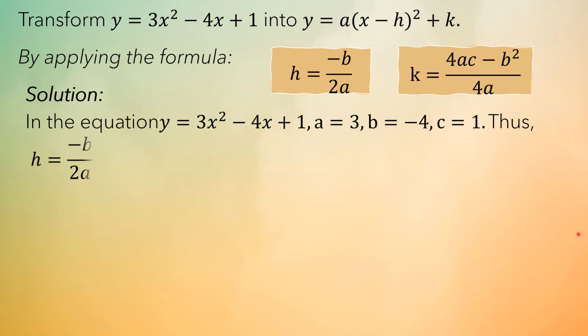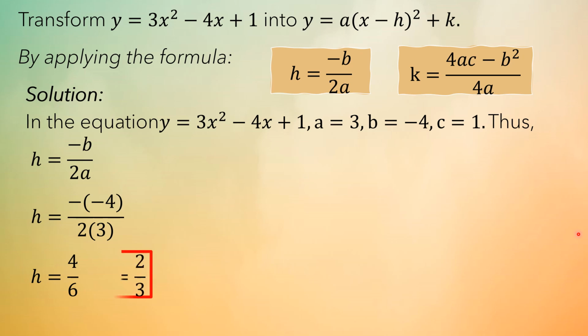So let us first find the value of h. Substitute the given values on the formula. H equals negative times negative 4, because the value of b is negative 4, over 2 times positive 3, which is the value of a. Next is to simplify. Negative times negative 4 is positive 4 over 2 times 3 is 6. Next, since kaya pang i-simplify ang 4 over 6 at kaya silang i-divide sa 2, therefore, the value of h is 2 thirds.